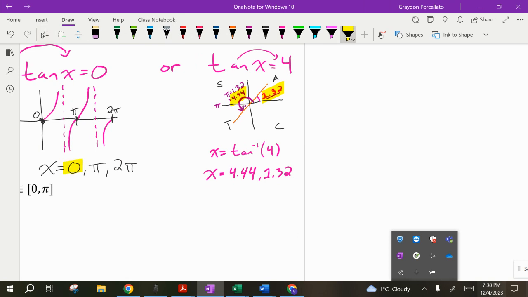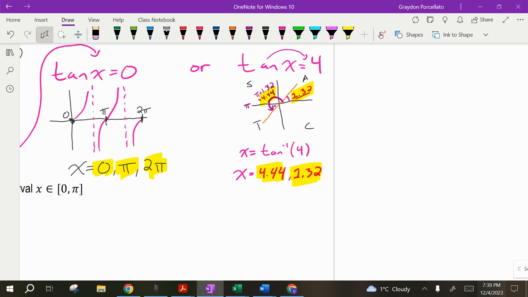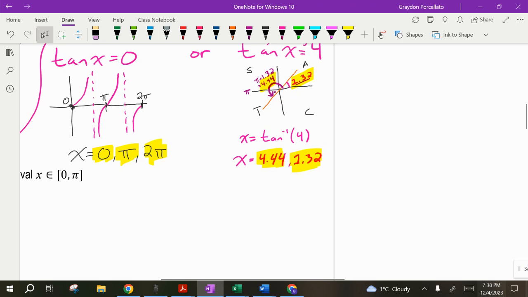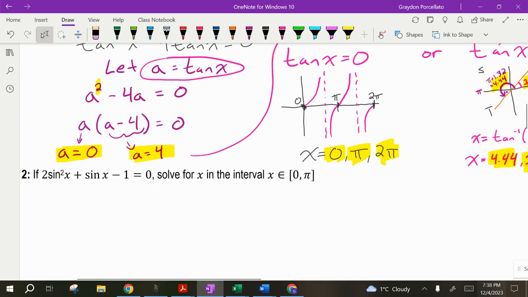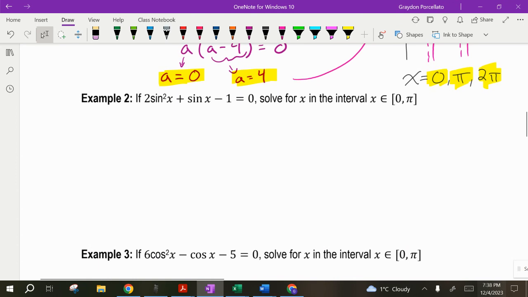So all of my solutions are right here. X can be 0, pi, 2 pi, 4.44, or 1.32. Notice there are a lot of solutions. That's going to be the case for most of these questions. All right, I'm just going to go through a few examples here to show you, so you kind of get the hang or the idea of this.